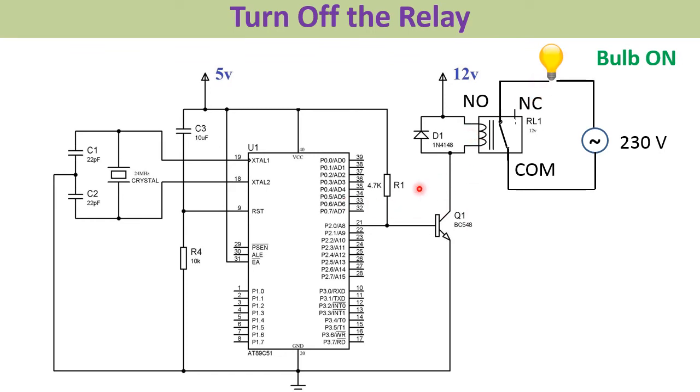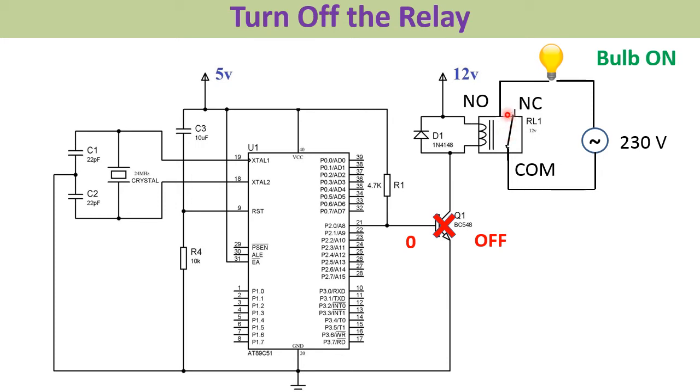Now I want to turn it off. To do this, send 0 to the base of the transistor. The transistor gets switched off. This will disconnect the coil from ground. Hence the relay coil gets de-energized and the COM terminal, which was connected to the NO terminal, will break away from it and gets connected to the NC terminal.